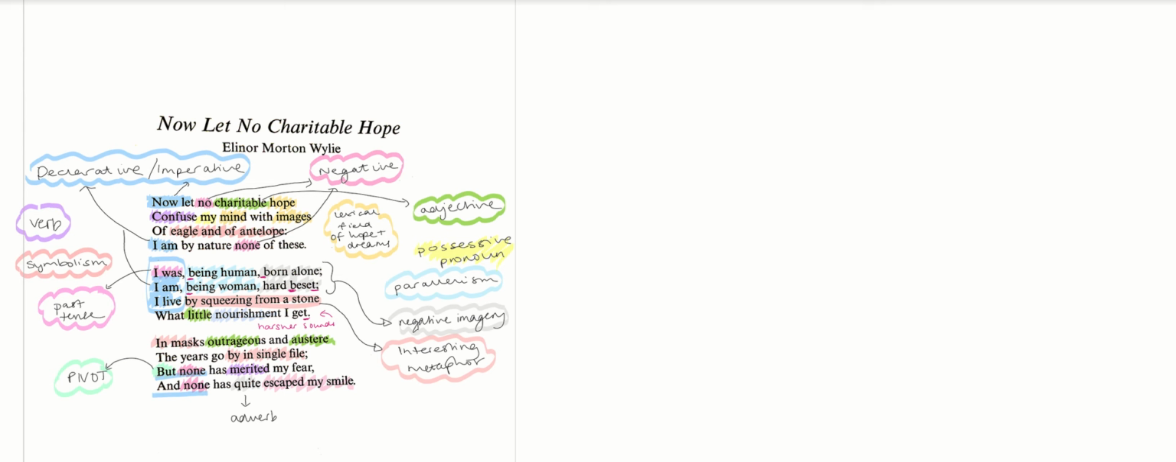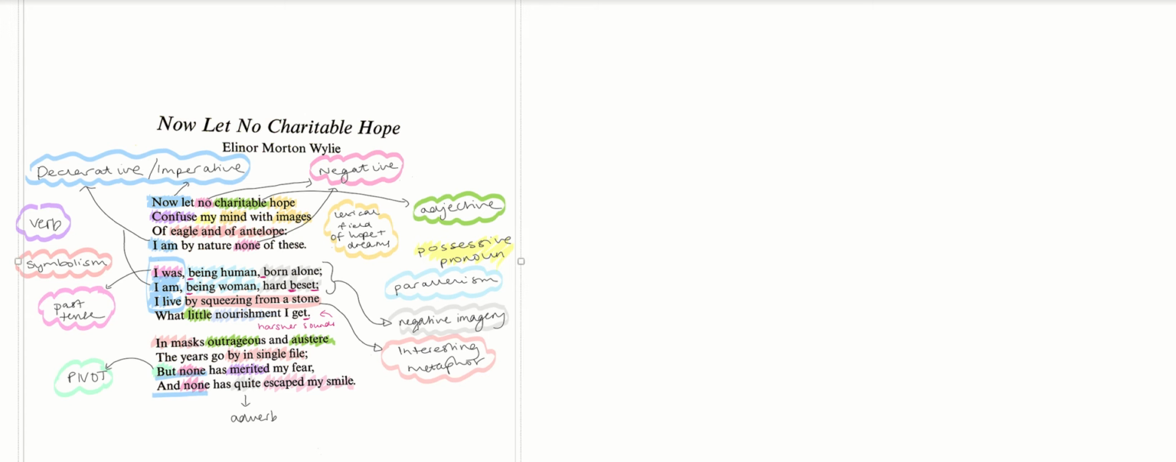Okay, so the first stanza reads, "Now let no charitable hope confuse my mind with images of eagle and of antelope. I am by nature none of these." This poem is seemingly quite abstract and confusing when you first read it, and there's lots of inverted syntax, which makes it a confusing first read. So let's break it down and look at the first line. Now let no charitable hope.